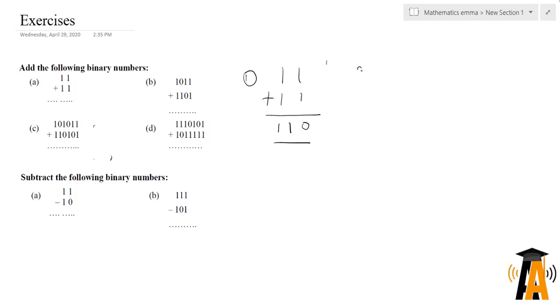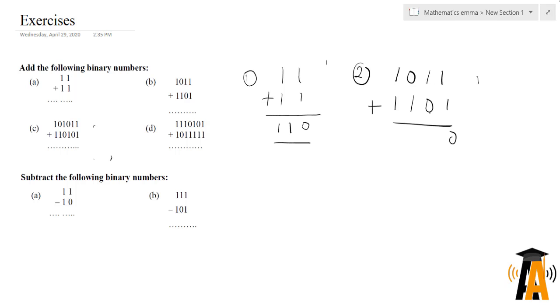So second question we have 1 0 1 1 plus 1 1 0 1, all in binary, base 2. We're adding, don't forget that. So we have 1 plus 1 is 10. So write 0 carry 1.